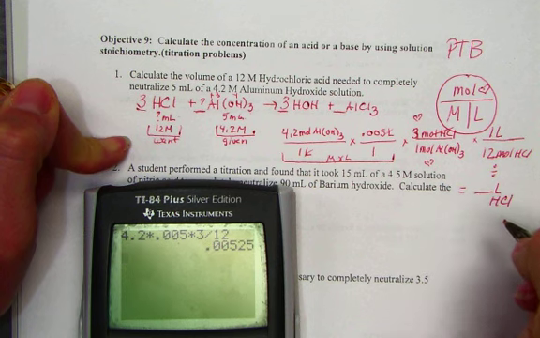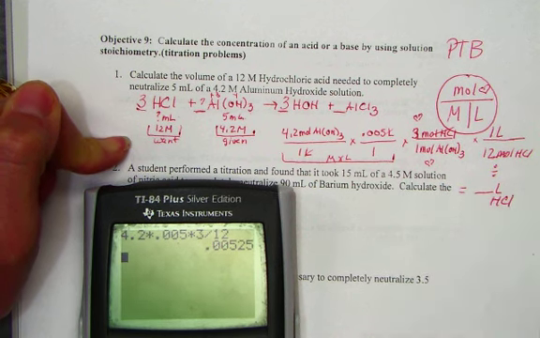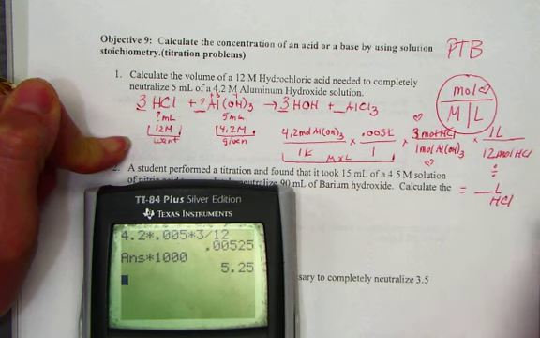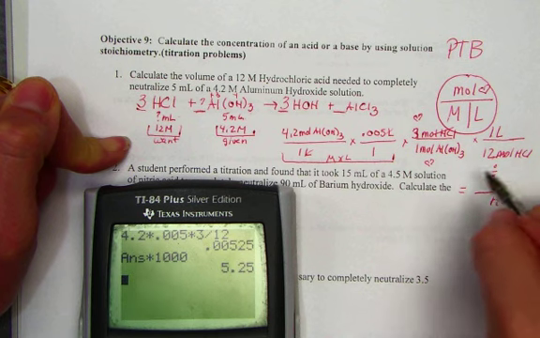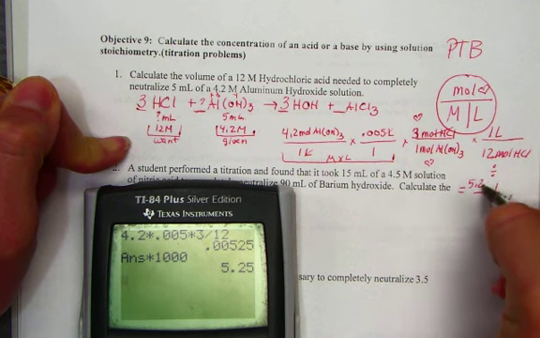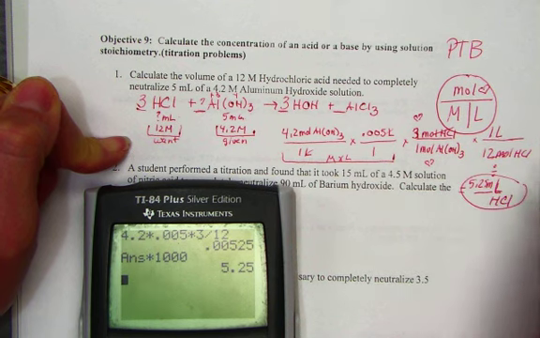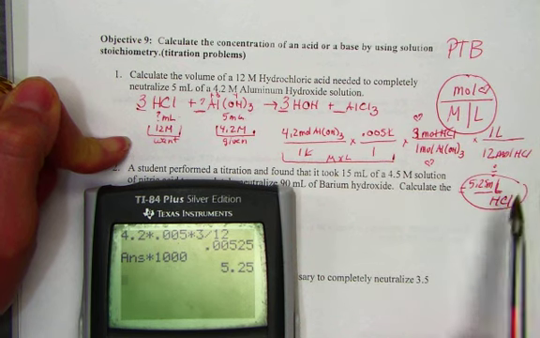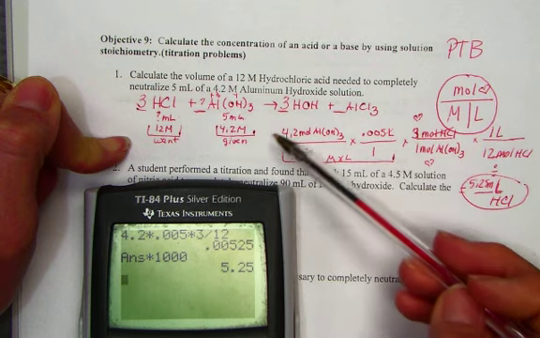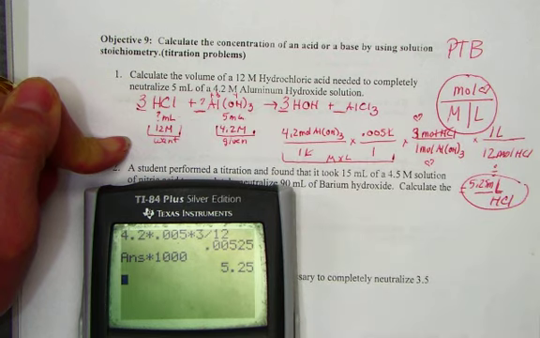And the volume is quite small, 0.00525. I'm going to multiply that by 1,000 and report mine in a milliliter, which seems to be a friendlier number, 5.25 milliliters of HCl. 5.25 mL of a 12 molar acid will neutralize 5 mL of a 4.2 molar base.